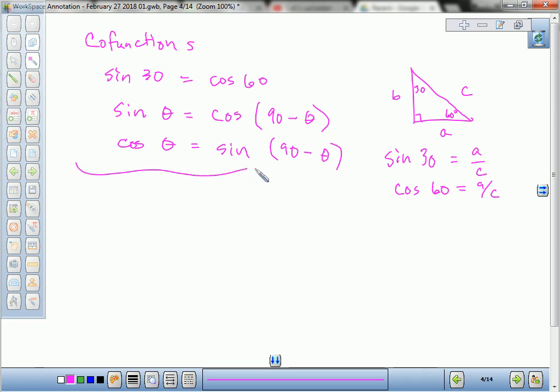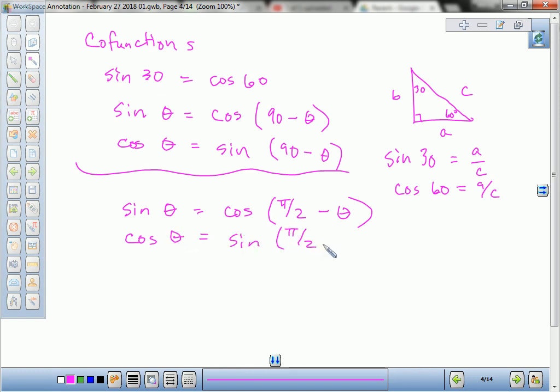Now, let's move that into our unit circle. So instead of 90, what are we talking in terms of? Pi over 2. Same thing. Or cosine of an angle is equal to sine of pi over 2 minus that angle. They are cofunctions.